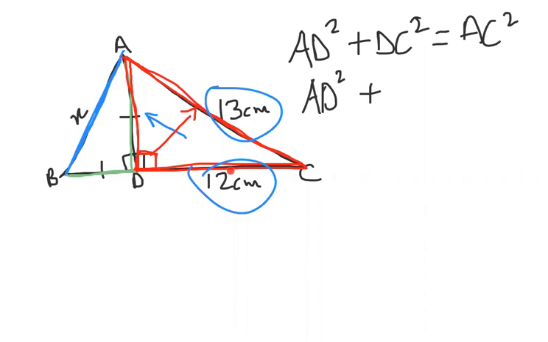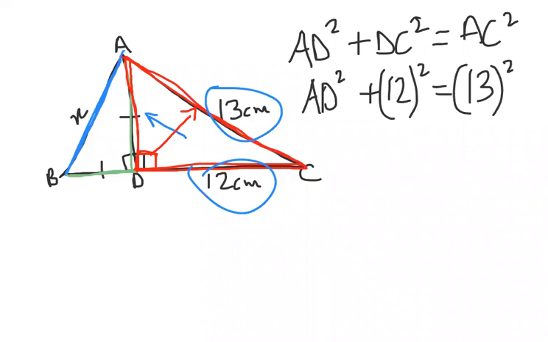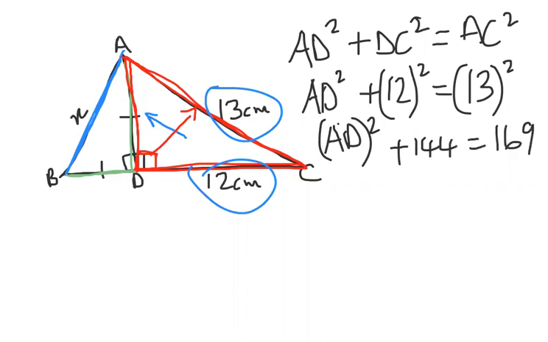DC is this one here at the bottom. That's 12 centimeters. So that's 12 squared equals AC, which is this one over here. That's 13 centimeters. We can just write 13 squared. Everything is in centimeters, so we know the final answer will also be in centimeters. All right, so we have AD squared plus 12 squared, which is 144, equals 13 squared, which is 169.